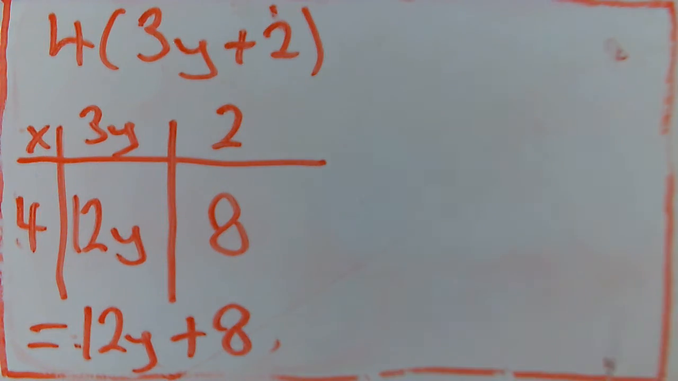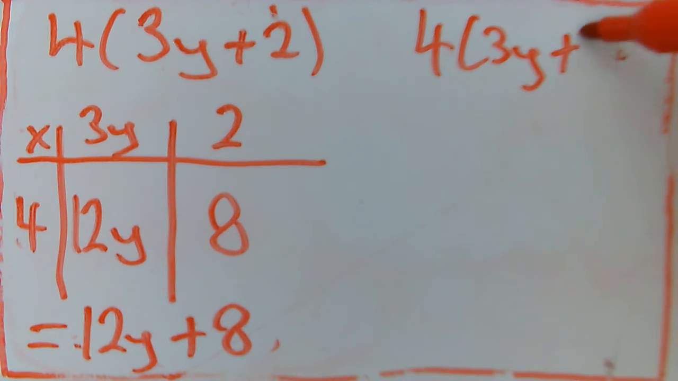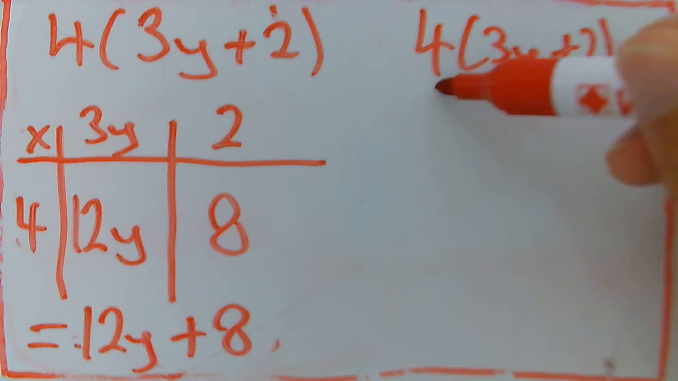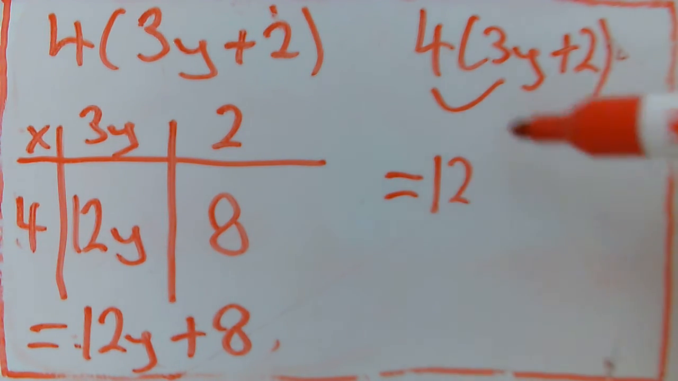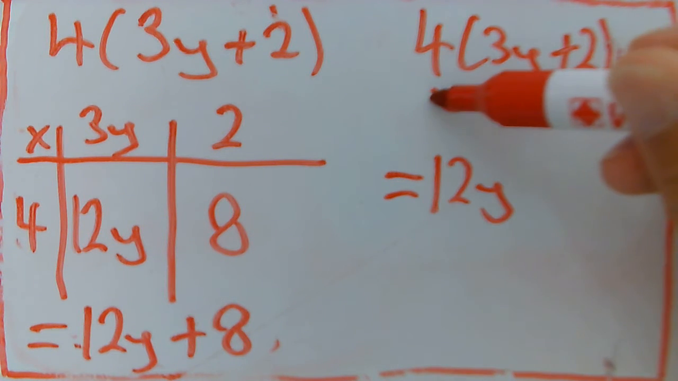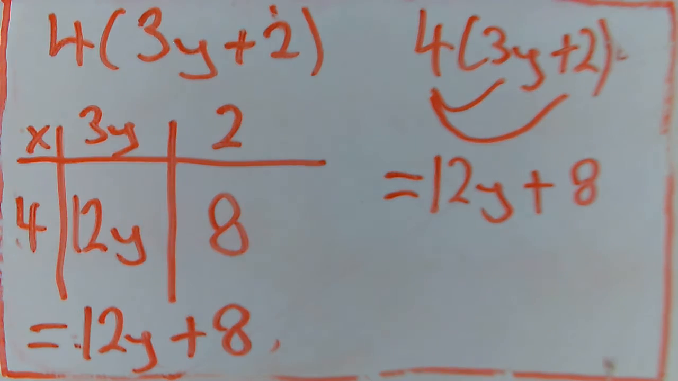And we can check this again using our other method. So connect this 4 up to everything inside the bracket. Well, 4 times 3y gives us 12y. And 4 times 2 gives us plus 8. We get the same answer both times, 12y plus 8.